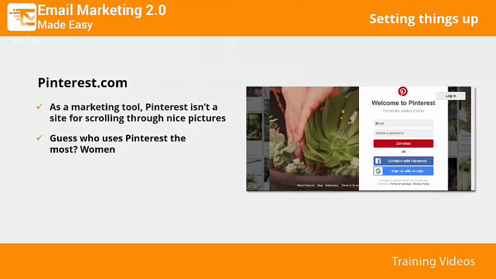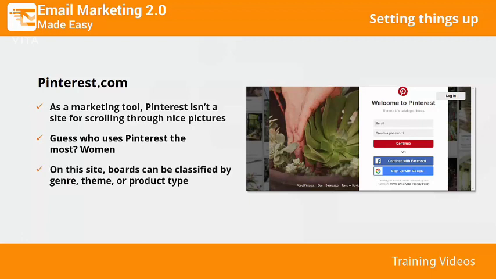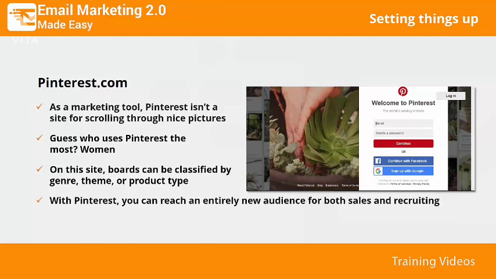This is great because women love to shop. Compared to other social media sites, Pinterest gets more than 41% of the e-commerce traffic. On this site, boards can be classified by genre, theme, or product type. Business accounts can display their showcase feature, which is a rotating gallery. It's a good idea to have your most popular boards in your showcase. With Pinterest, you can reach an entirely new audience for both sales and recruiting. If you commit just an hour a day to Pinterest, you will start seeing results.